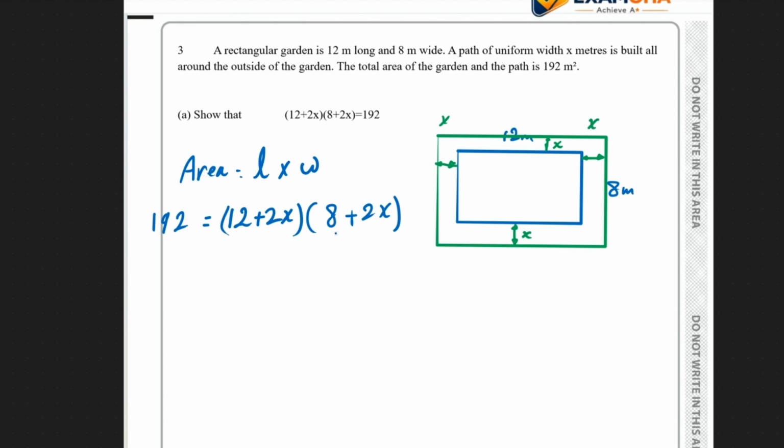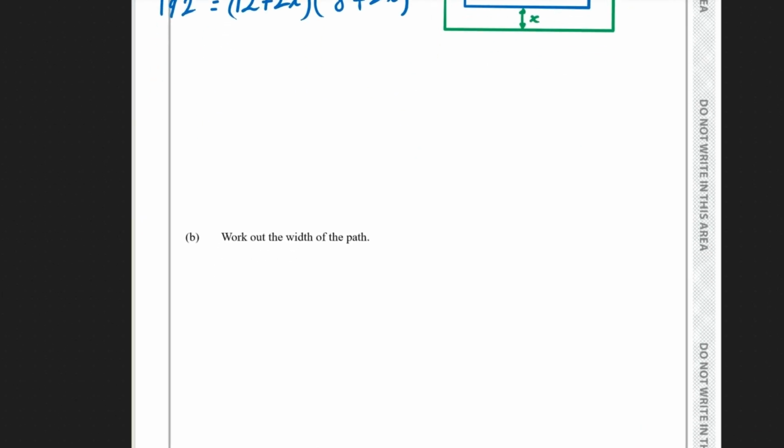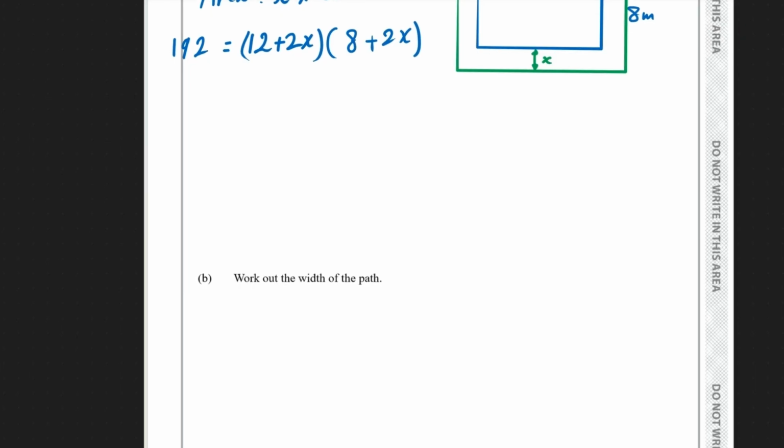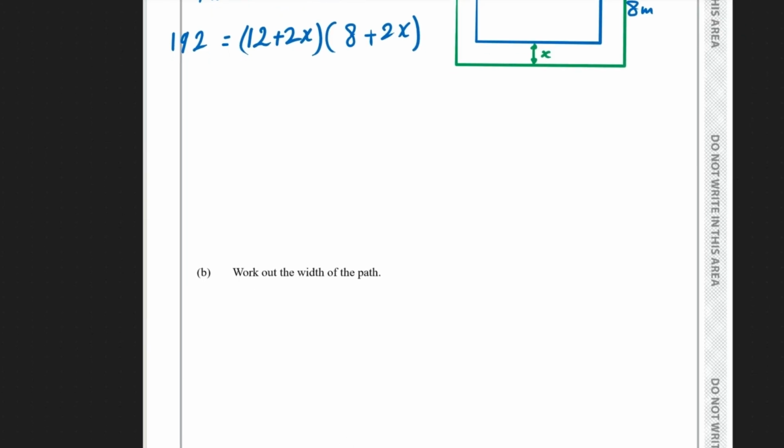And now you look at the question here. It's exactly matching what the question is asking to show. And then work out the width of the path. It asks you to get the value of x here. So what we need now, we have two brackets multiplied by each other and we need to solve for the unknown value, which is x here, we need to expand. So let's do expanding.